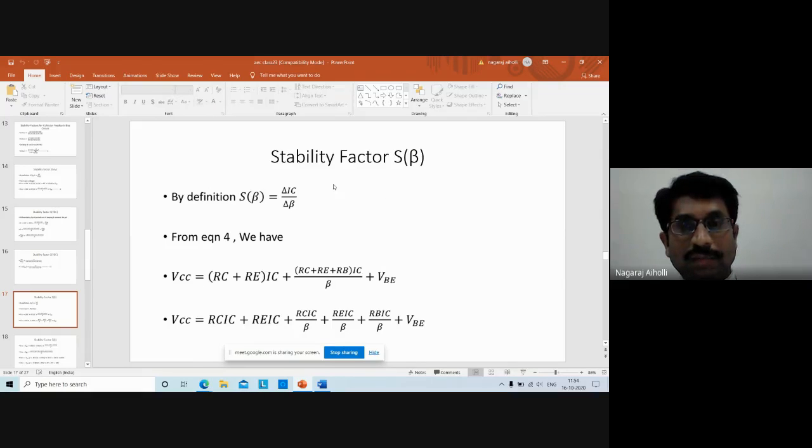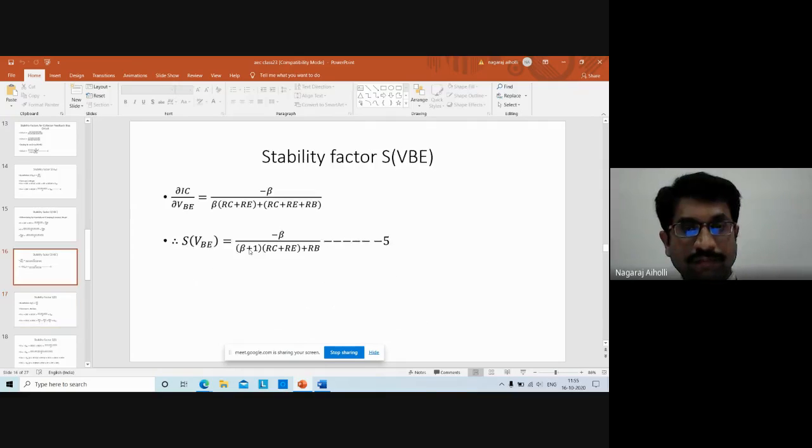But if they are asking particularly only S of beta in the examination, then you have to apply the KVL equation to the input portion of the collector feedback bias circuit, and then substitute IE as IB plus IC, then IB as IC by beta, and get it in this form. That is VCC is equal to (RC plus RE) into IC plus (RC plus RE plus RB) into IC by beta plus VBE.